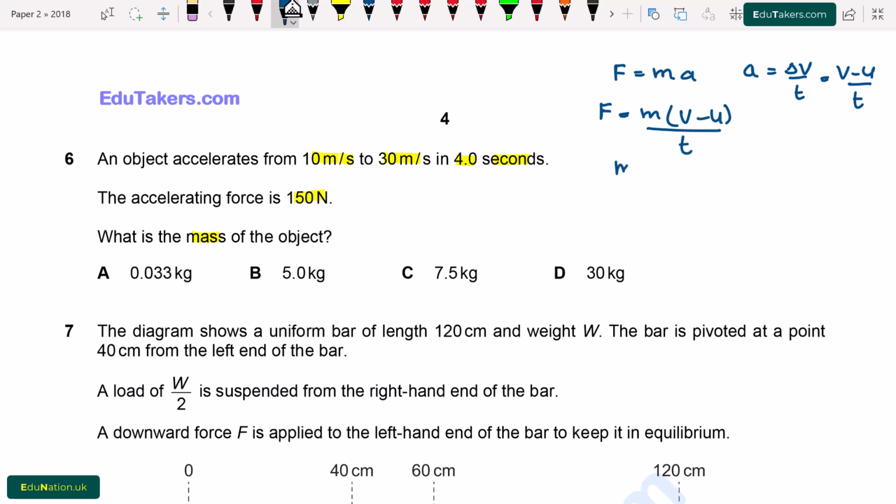From here mass will be equal to F multiplied by time over V minus U. Force is given 150 Newton multiplied by time is 4.0 second divided by V, the final velocity, which is 30 meter per second, and U is 10. So here will be 30 minus 10. Mass will be equal to 30 kilogram. From here, option D is correct.